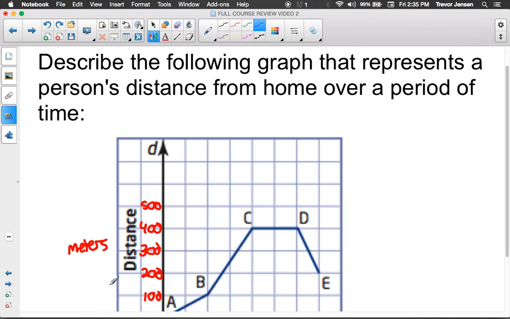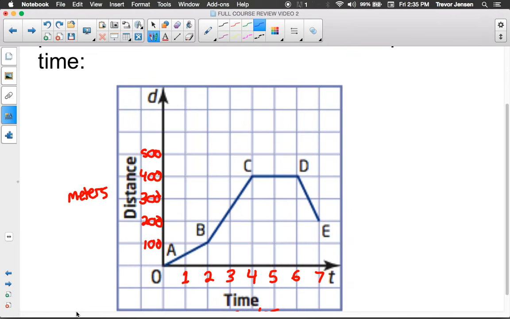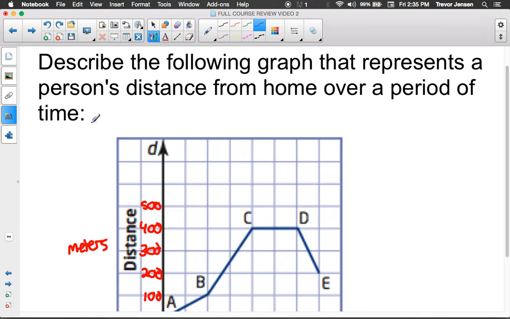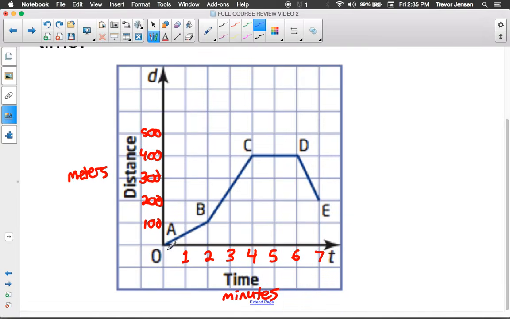Okay, next thing you would have done would be distance time graphs. How do we analyze a distance time graph and describe motion? Here I have a distance time graph, and it says, describe the following graph that represents a person's distance from home over a period of time. We have a period of time of 7 minutes, and the graph tells us the distance the person is in meters from their house during that period of time. At the very beginning, when 0 minutes have elapsed, they're 0 meters from their house, which means they're at their house.